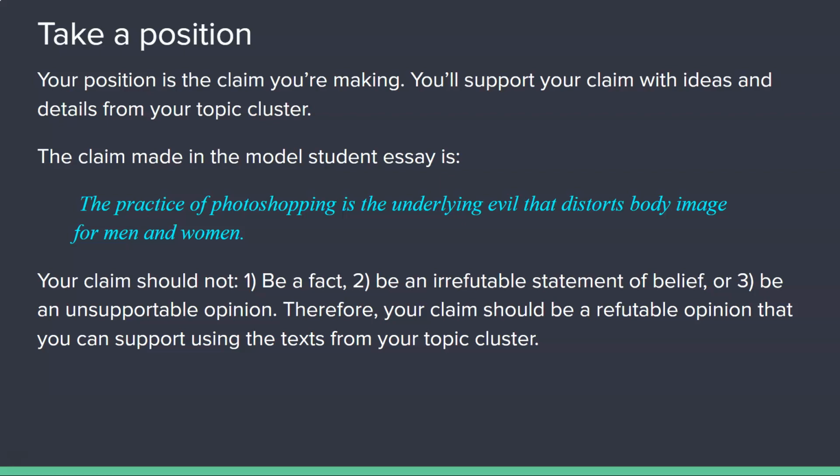Now your claim should not be a fact. It should not be an irrefutable statement of belief or be an unsupportable opinion. Therefore, your claim should be a refutable opinion that you can support using the text or the sources from your topic cluster.